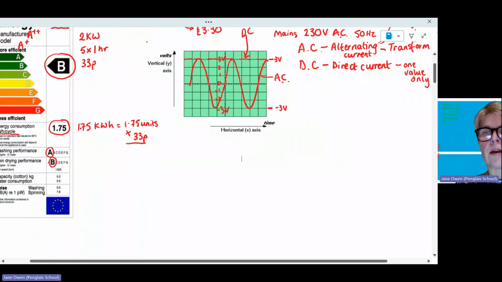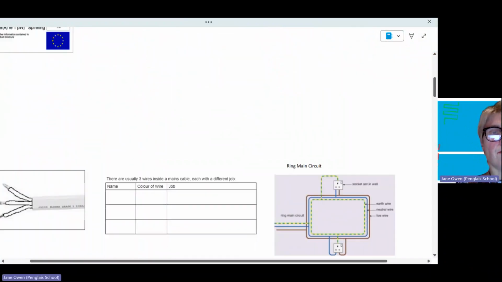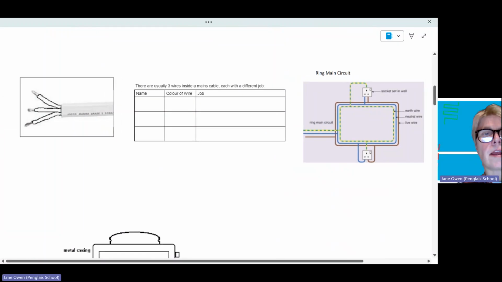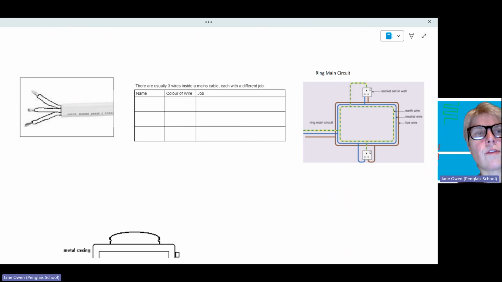Okay, so moving on swiftly, there are three types of wire in your plug or in your plastic casing that carries the electricity to the device.